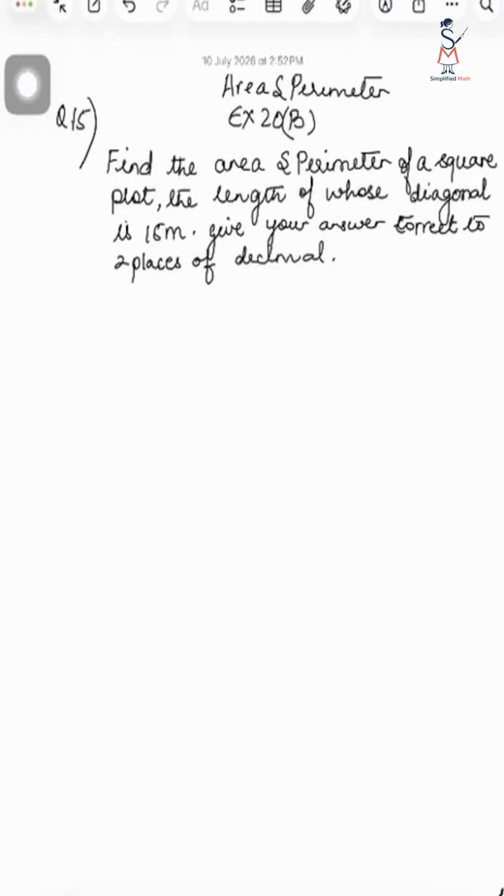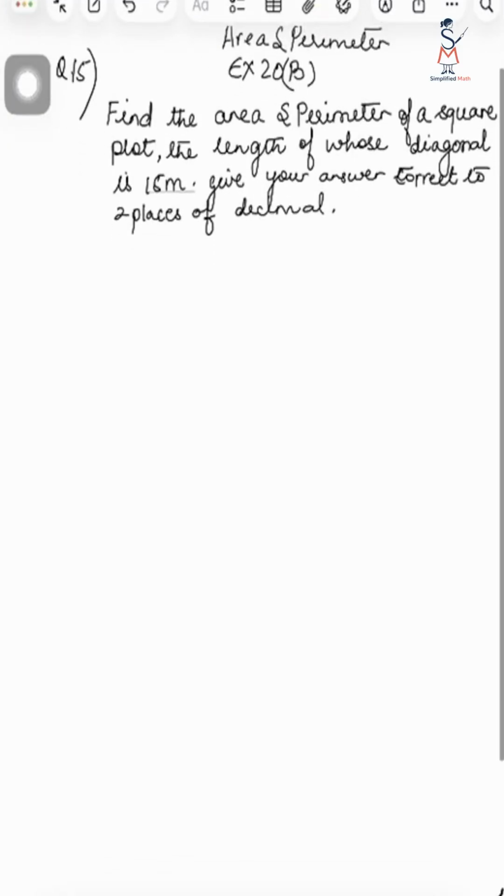Hi, we are doing area and perimeter exercise 20B. Question number 15. Find the area and perimeter of a square plot. The length of the diagonal is 15 meter. Find and give your answer to two places of decimal.